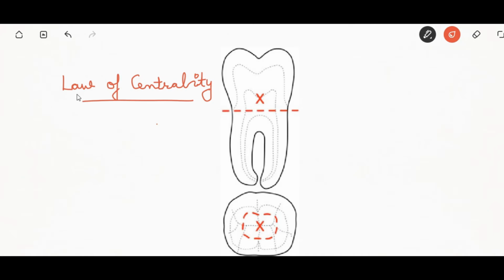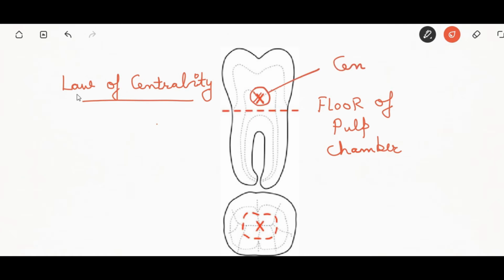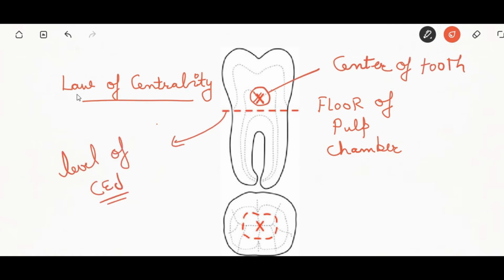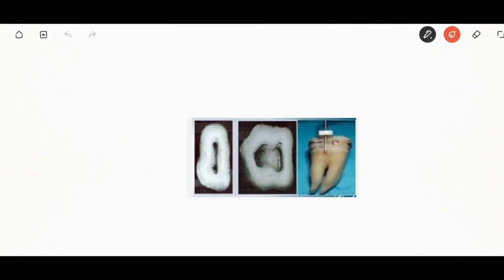The first is the law of centrality. According to the law of centrality, the floor of the pulp chamber is always located in the center of the tooth. Suppose this is the tooth, and this is the floor of the pulp chamber. The floor will be located in the center of the tooth at the level of the cemento-enamel junction.